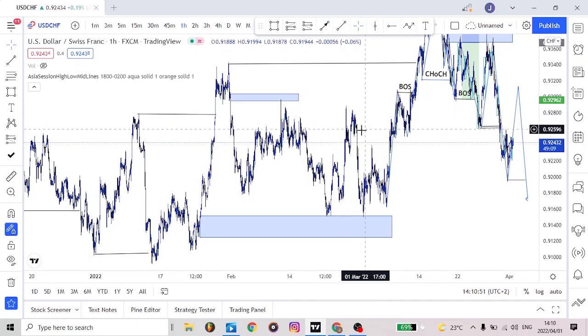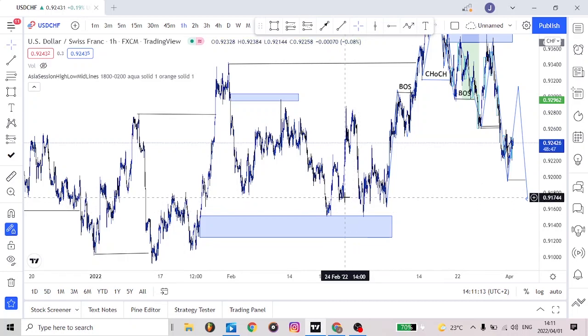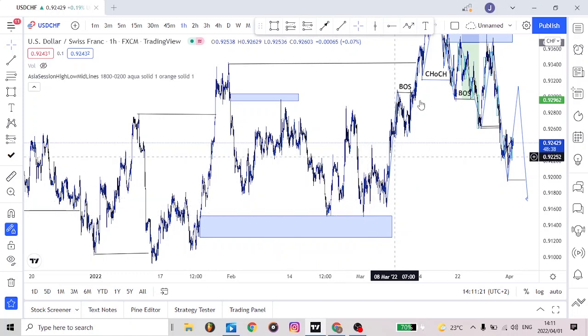Now remember guys, if we have a change of character, we expect to go to the point of interest or the flip zone, our initial point of interest or the flip zone. But for the flip zone to be respected, it must not be mitigated. So as you can see here, we came to the downside and then we passed our flip zone, because the flip zone must mitigate the initial point of interest. So the flip zone did not mitigate this part here, then the market came and mitigated it, and then we started rallying up.